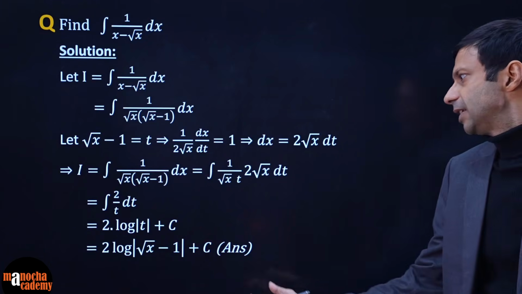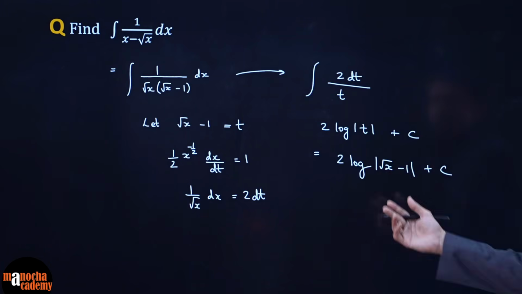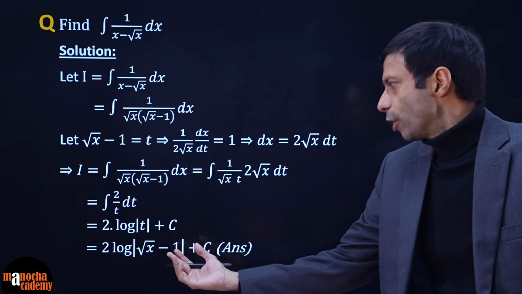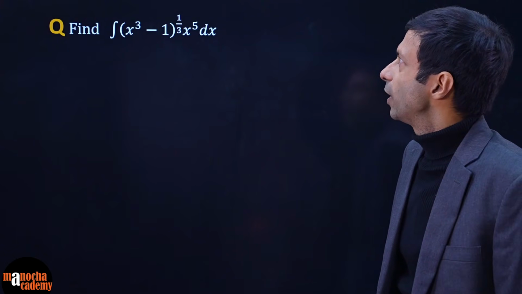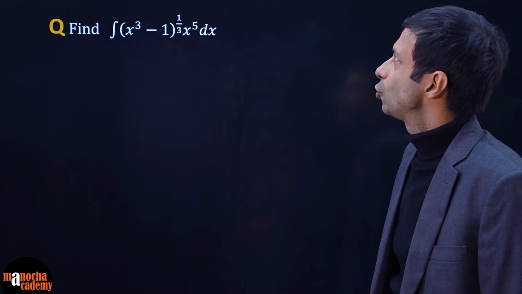Clear? We'll get the same answer here, and 2 log of root x minus 1 within the modulus. Got it? Then this is another interesting question. Integration of x cube minus 1 to the power 1 by 3 times x to the power 5 dx.